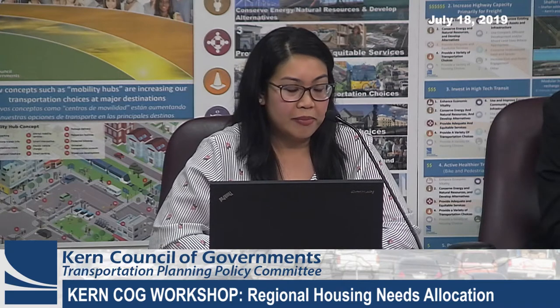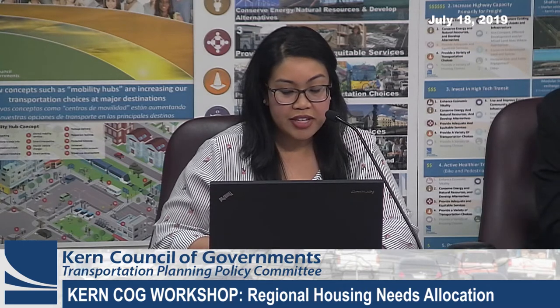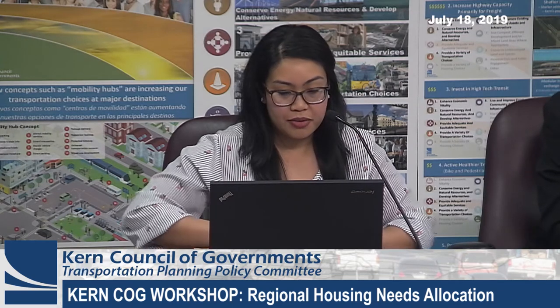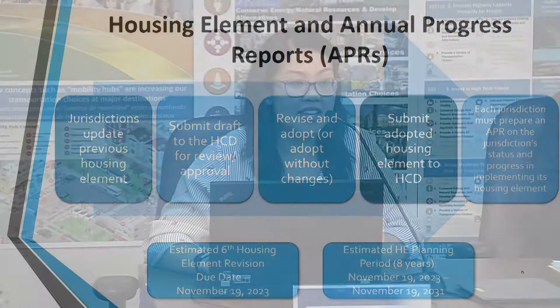And after approval of the RHNA plan, then your jurisdiction will be updating the housing element. And after the housing element is adopted, it's important that you'll be submitting your annual progress report to HCD. The annual progress report is basically your status update on how your jurisdiction is meeting its housing share. So the next housing element due date will be 2023.